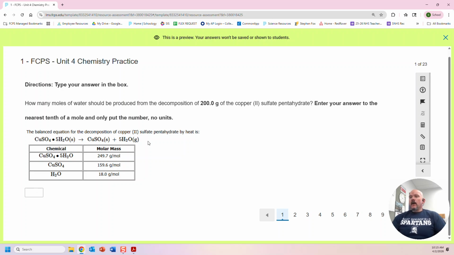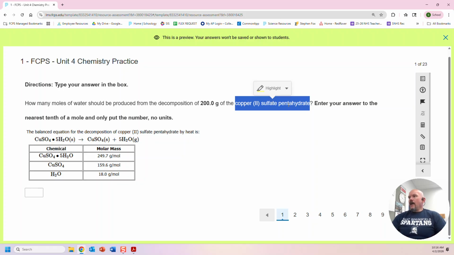But it's pretty simple. A hydrate, notice the name. They give us the name in the question. The name of this hydrate is copper 2 sulfate pentahydrate. Now, what does that mean? It means you have copper 2 sulfate. We should be able to come up with the formula for that, right?